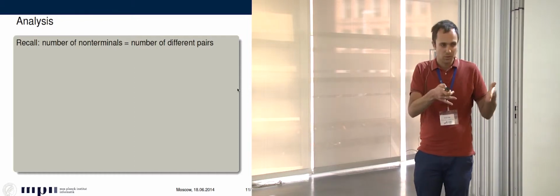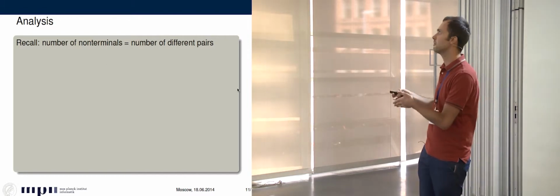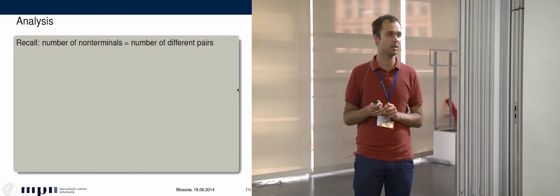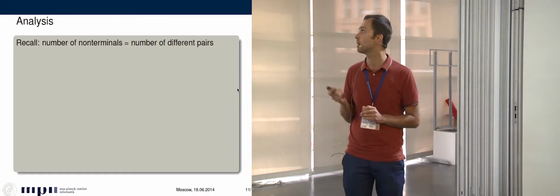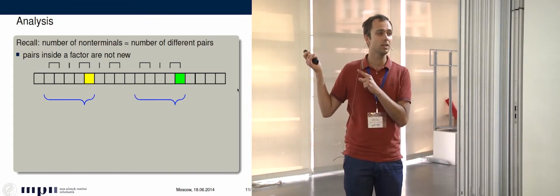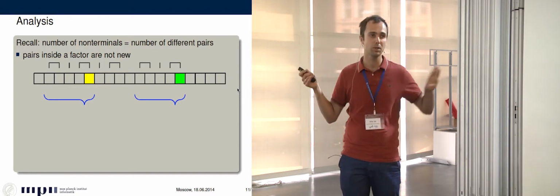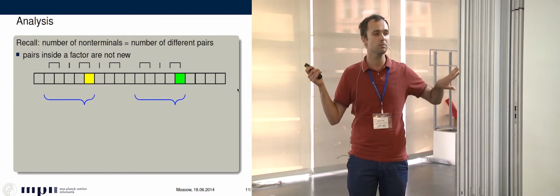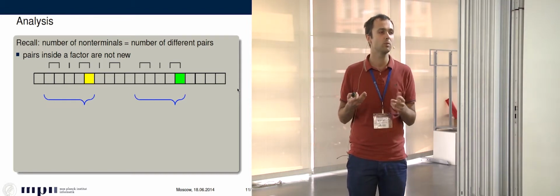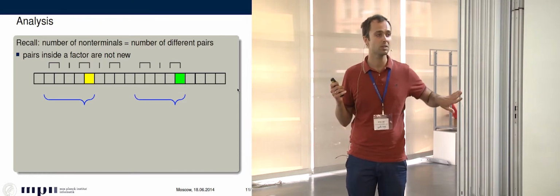Okay, so the number of non-terminals that we create during the whole algorithm is just the number of different pairs that we make during the pairing. If we are inside the factor, then we cannot make any new pair, because everything that's here was already here. So if we consider almost always the leftmost pair, then within the factor we cannot make a new pair. Every pair that's inside the factor by definition also occurs somewhere to the left in its definition.